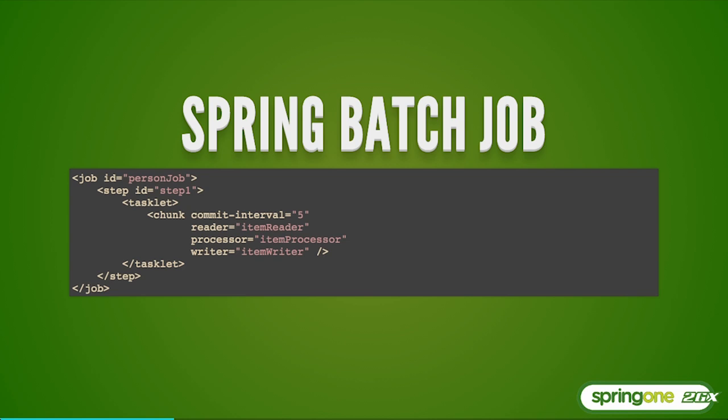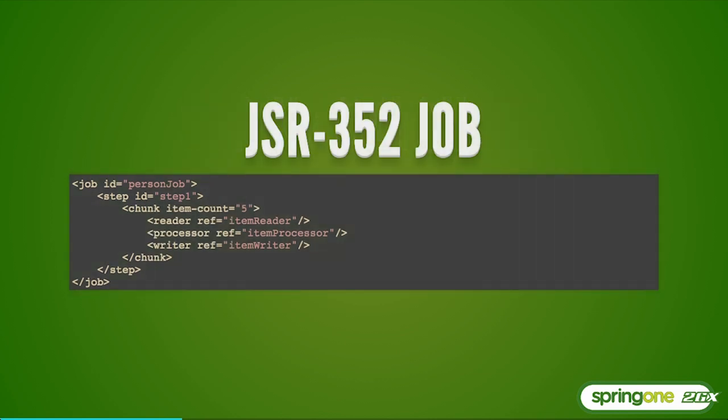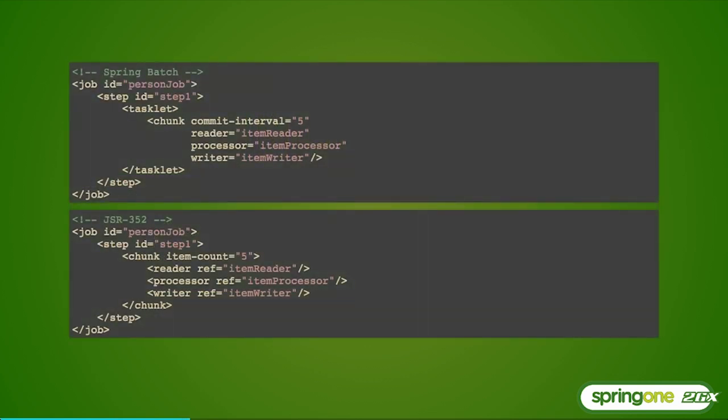So like I said, this is a basic Spring Batch job. This is a basic JSR batch job. Again, we have a job element. We have a step element. We drop the tasklet element. We go straight to the chunk element. It's got an item count instead of a commit interval. It's got a reader, processor, and writer element. That's really it. When you compare them side by side, they look almost identical, right?